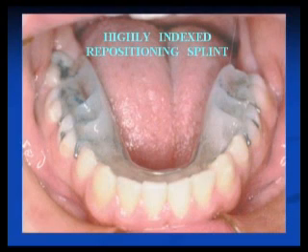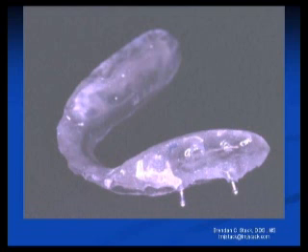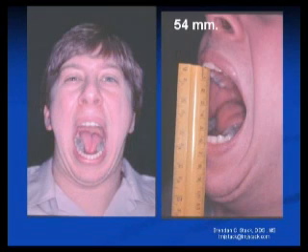This is the repositioning splint we used. It is a highly indexed splint where the patient can bite in only one position. This is what it looks like out of the mouth. Here he is opening 54 millimeters, and you can see his tongue is already getting better on his left side.